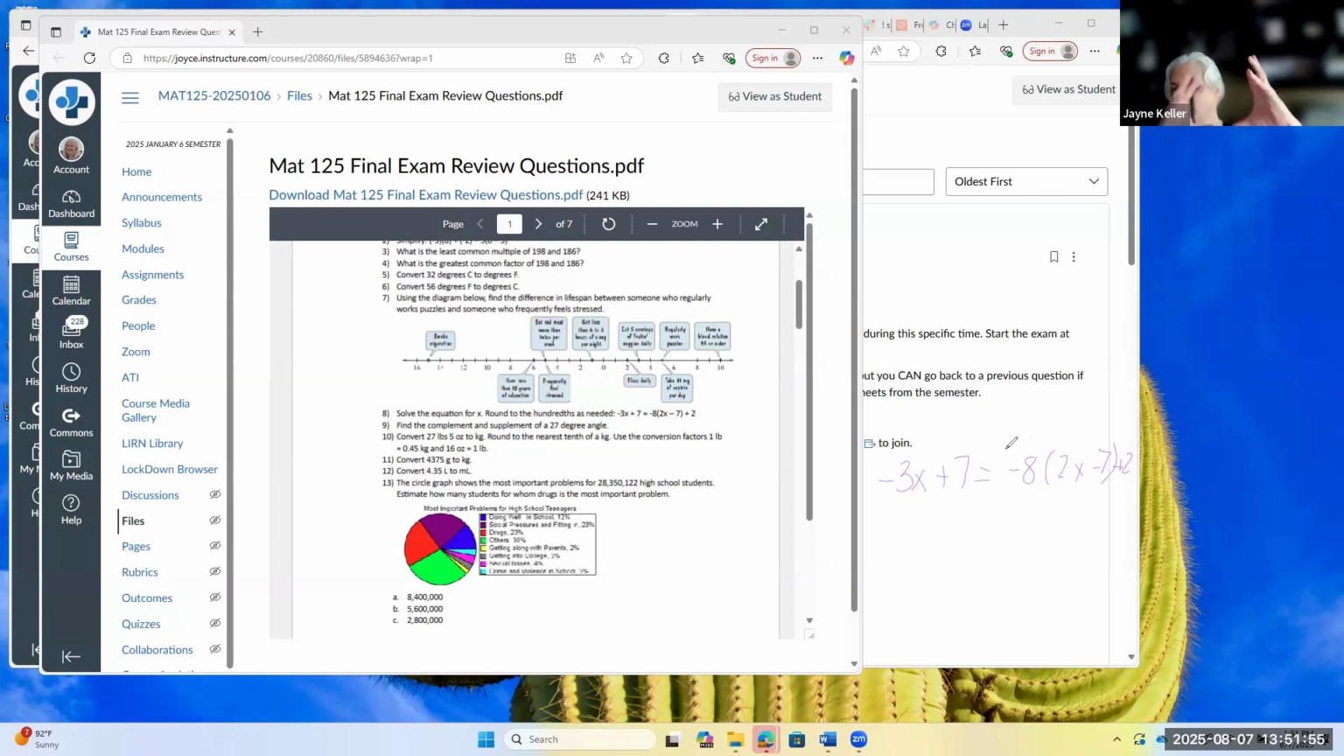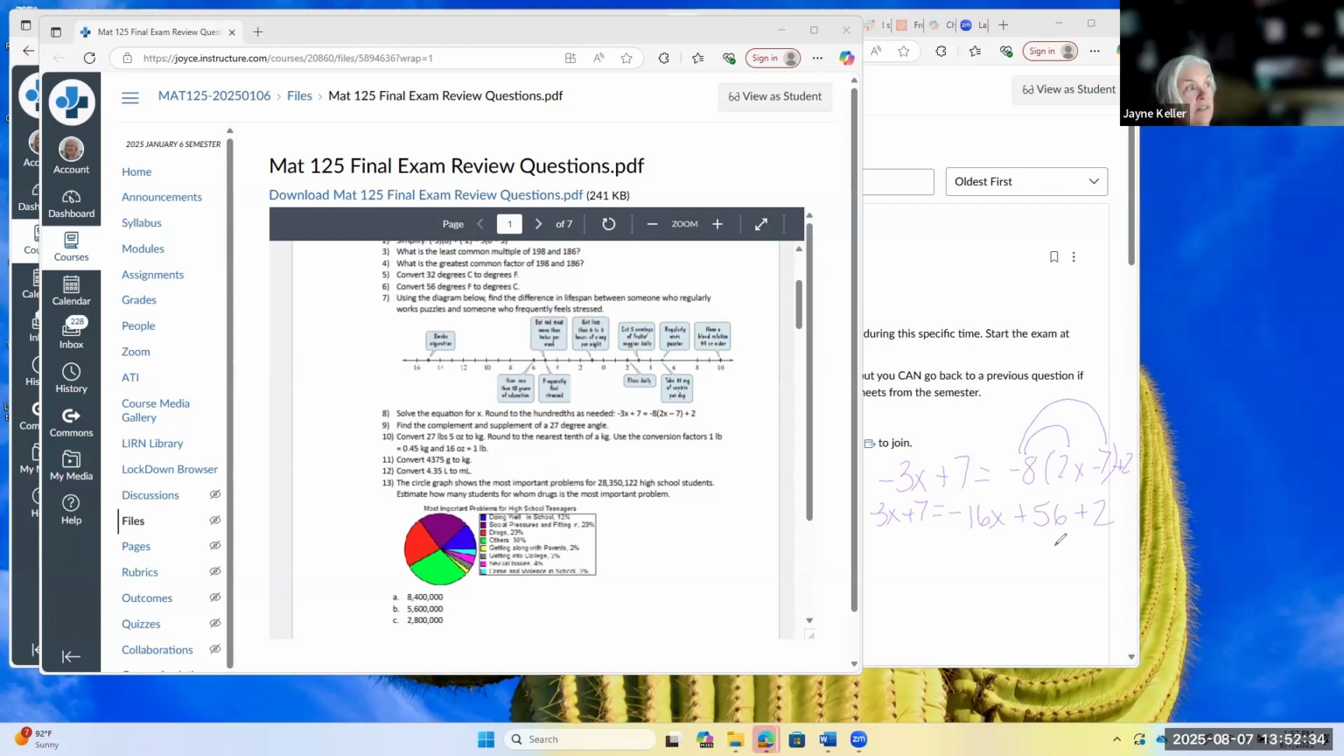So we want to start by simplifying the left side and simplifying the right side. The left side is as simple as it gets because these two terms don't have anything in common. So I'm going to leave the left side alone. But the right side, I can do some simplifying. The first thing I want to do when I see these parentheses is distribute. So I'm going to multiply -8 times 2x and -8 times -7. So far, so good?